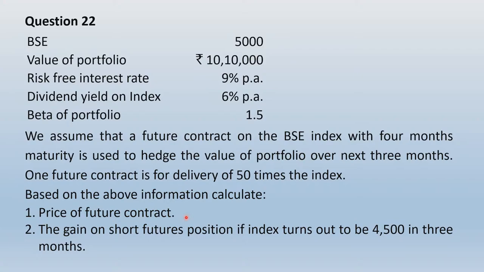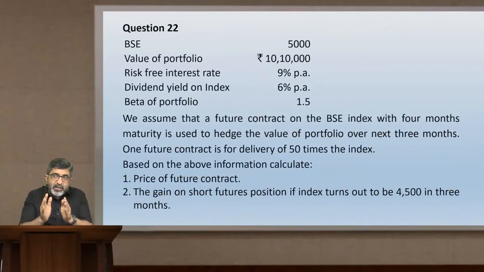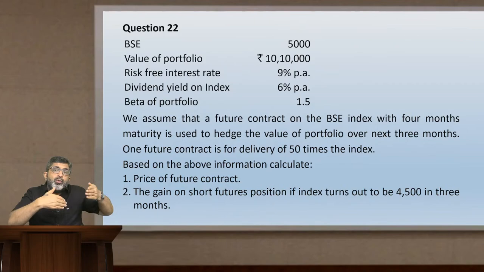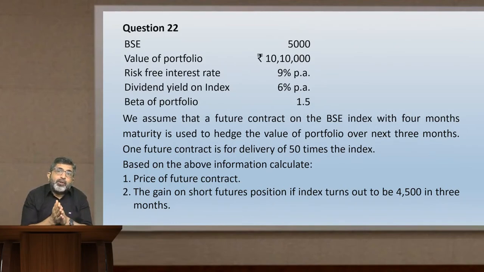Now understand one thing, you are going to use a contract of 4 months to make hedging over 3 months. That means the contract maturity is 4 months, but you don't want to hedge it for 4 months. You want to hedge your stock only for 3 months. Maybe after 3 months your stock price is expected to move up, where you don't want to create the effect of hedge. So you will have to square off your position by the end of 3 months.